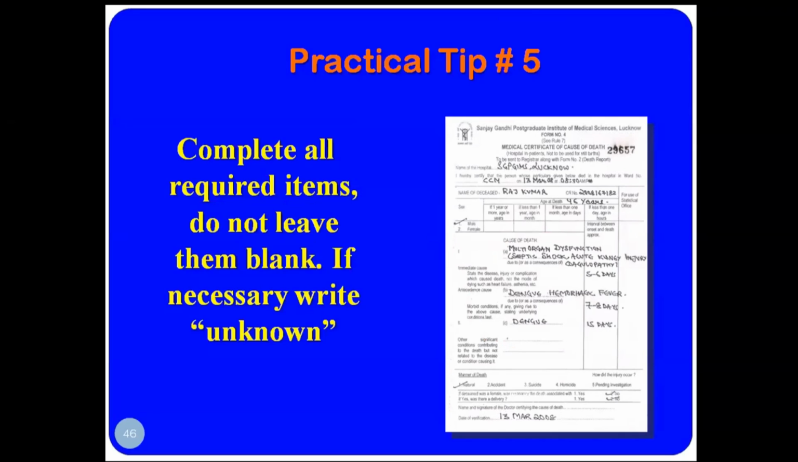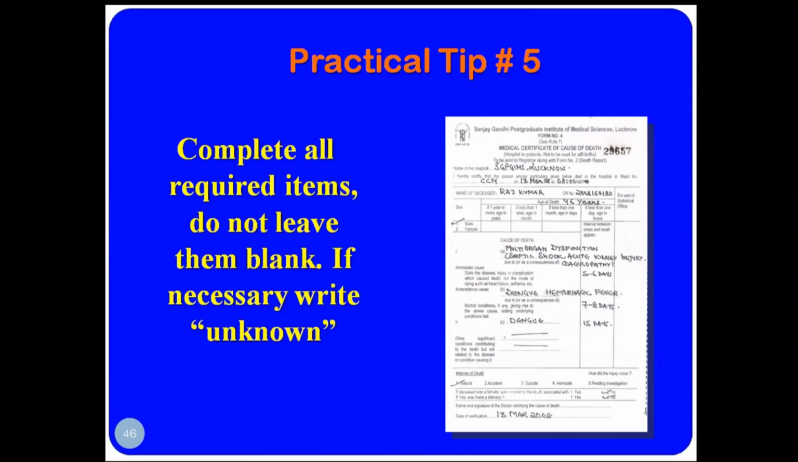Complete all the required items. So there is a checklist. You have to start from the top and finish at the bottom, and see that each and every line and every column is filled. If you feel it is not important for this particular death certificate, draw a line over it, cross it, or write not required, but do not leave anything blank. You can do it like this.